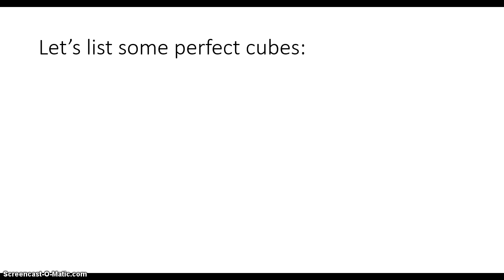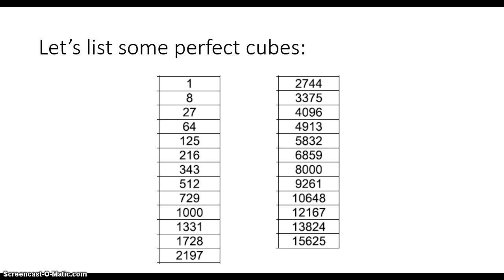Okay. So we've talked about simplifying square roots. Now let's talk about simplifying cubed roots. And we'll start by reminding ourselves of the perfect cubes that we looked at in class. And again, this is 1 to the 3rd power, 2 to the 3rd power, 3 to the 3rd power, and so on. So these are the perfect cubes up to 25.